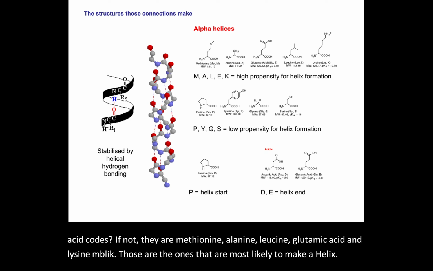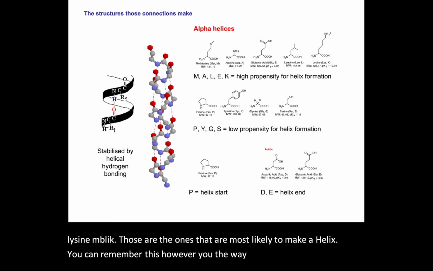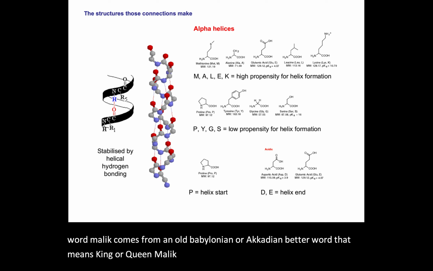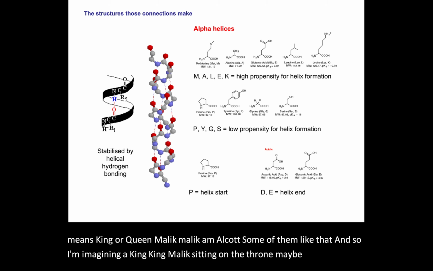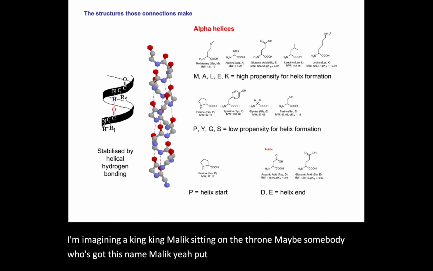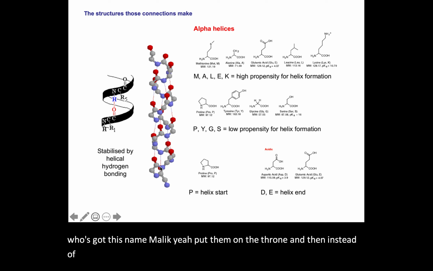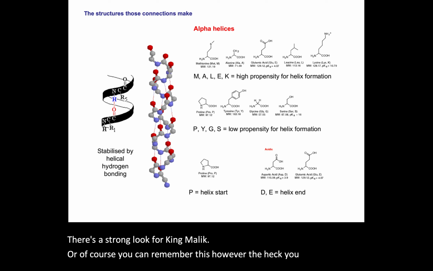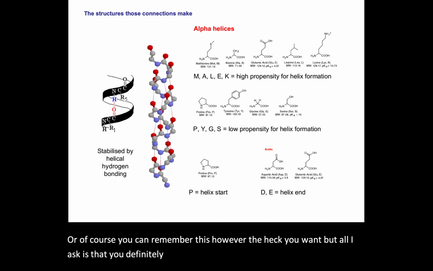You can remember this however you like. The way I remember it is that the word Malik comes from an old Babylonian or Akkadian, better, word that means king or queen, like Malik, Malika, Malkat, something like that. And so I'm imagining a king, King Malik, sitting on the throne. Maybe you know somebody who's got this name, Malik. Yeah, put them on the throne. And then instead of a crown, you're going to put a little helix on top. Boop, spiraling up there. It's a good-looking crown. That is a strong look for King Malik. Or, of course, you can remember this however the heck you want. But all I ask is that you definitely remember it.